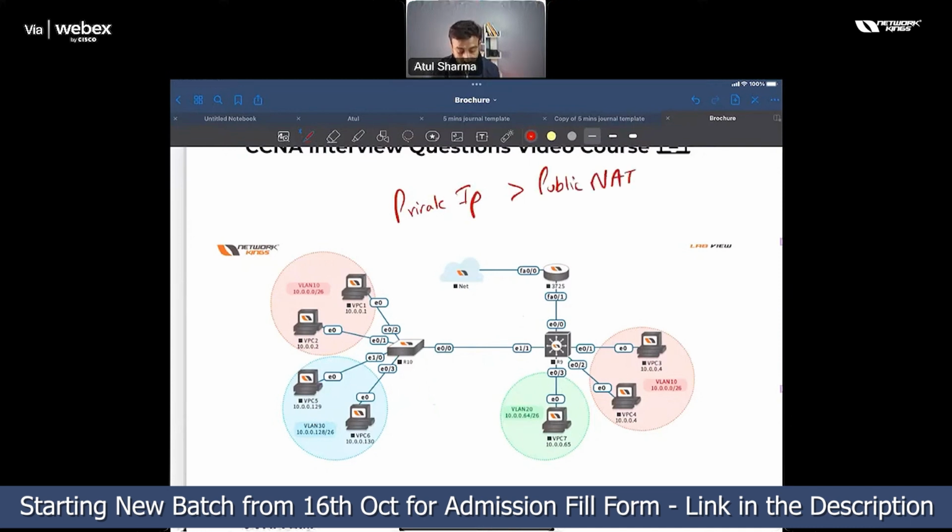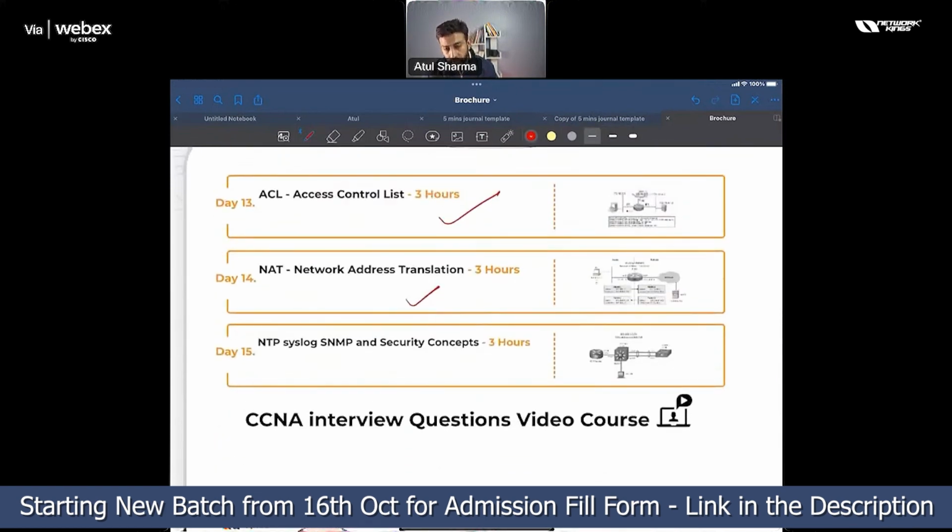So this is also something we are going to cover, and we are going to cover it in a real industry scenario, not just basic theory. We will be covering NAT in such a way that you understand how companies are actually connecting. After that, we are going to cover Network Time Protocol.